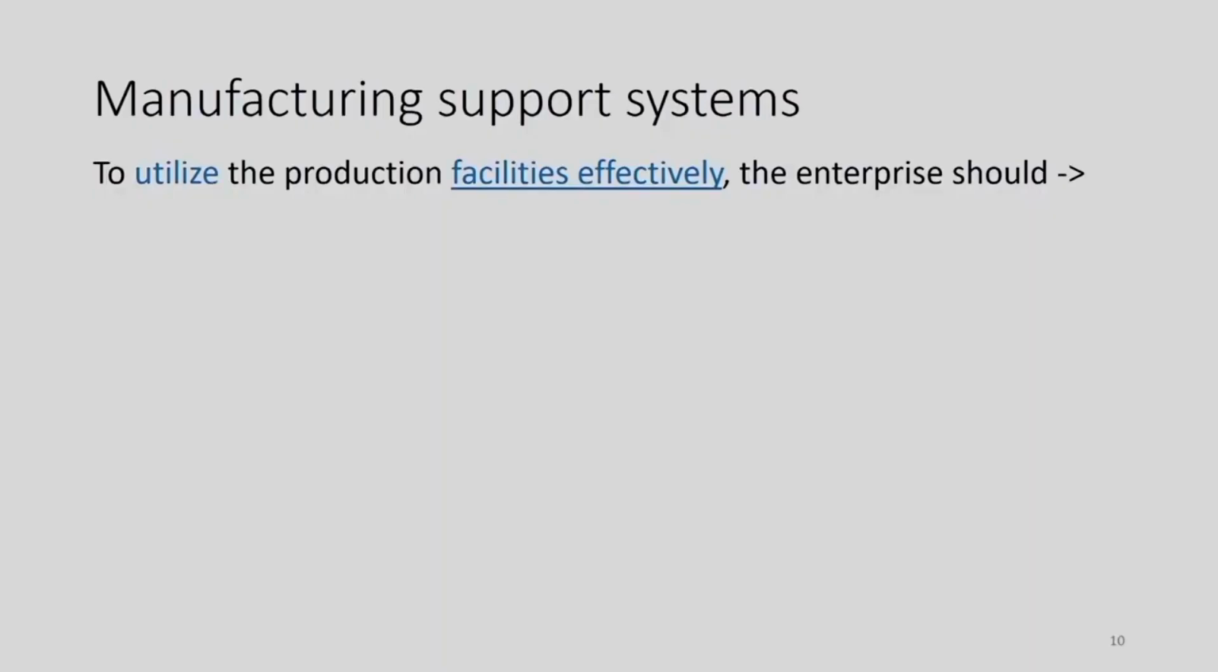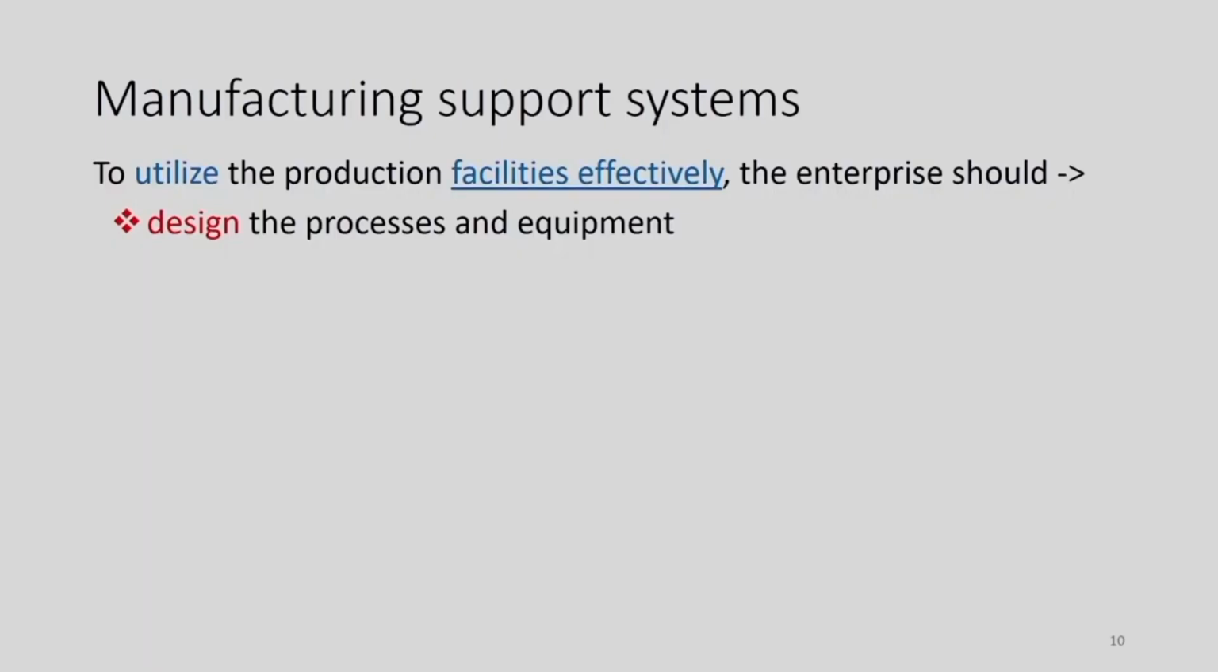So, to utilize the production facilities effectively, the enterprise should design the process and the equipment. When the product design is finalized, based upon the product design, the enterprise will design the processes and the equipment if required. The special equipment are required to carry out the manufacturing of the product. It will be designed, or the equipment can be procured from the market. So, ready-made equipment may be available, say a lathe machine or a drilling machine, that can be procured from the market.